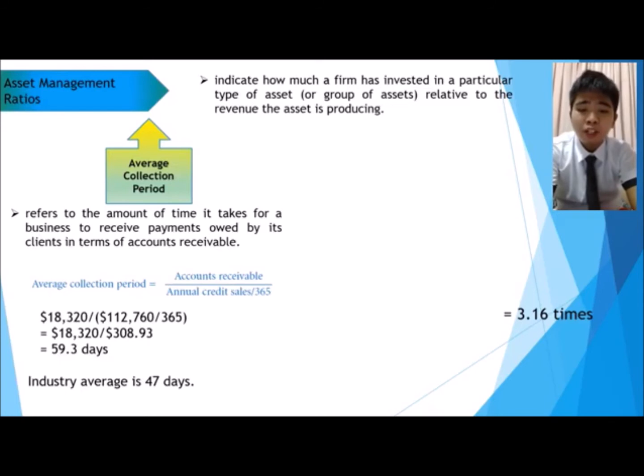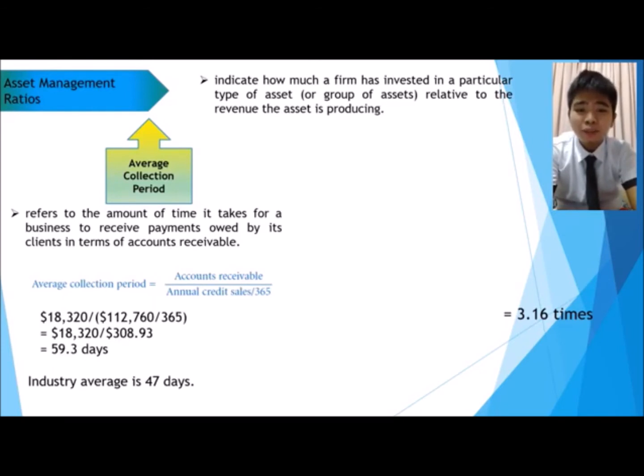For example, in Drake Company, its average collection period is 59.3 days and industry average is 47 days. Which means nga the clients of Drake Company take longer to pay its obligation compared sa industry average na 47 days.